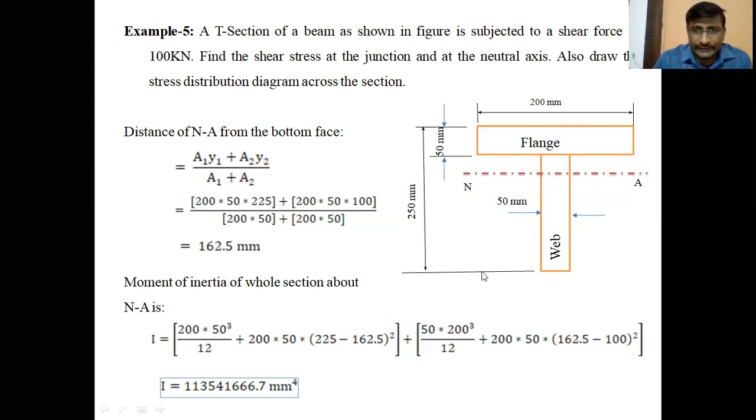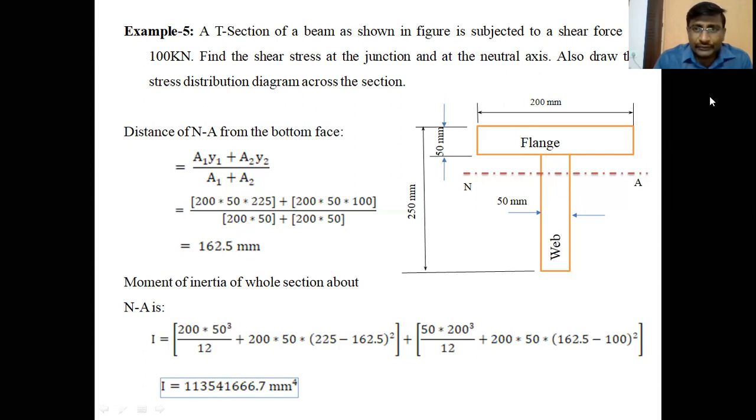From this bottom face, you should calculate this distance. The formula for the distance of the neutral axis from the bottom face, y bar, is equal to A1 y1 plus A2 y2 divided by A1 plus A2. This is the formula to locate the neutral axis or central axis from the bottom face. A1 is the flange area, A2 is the web area.